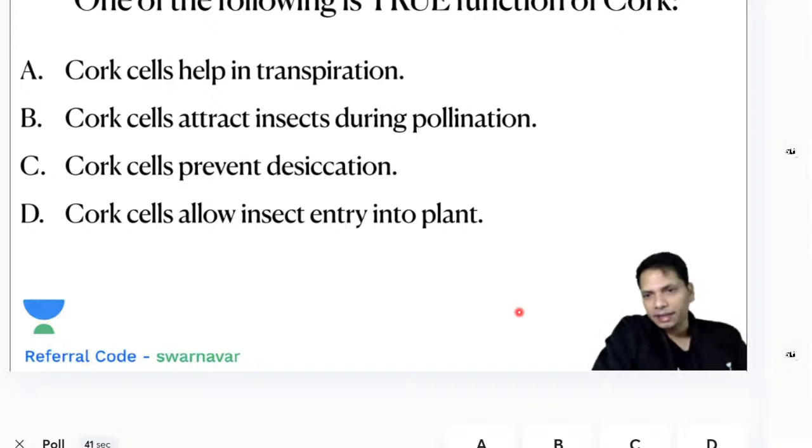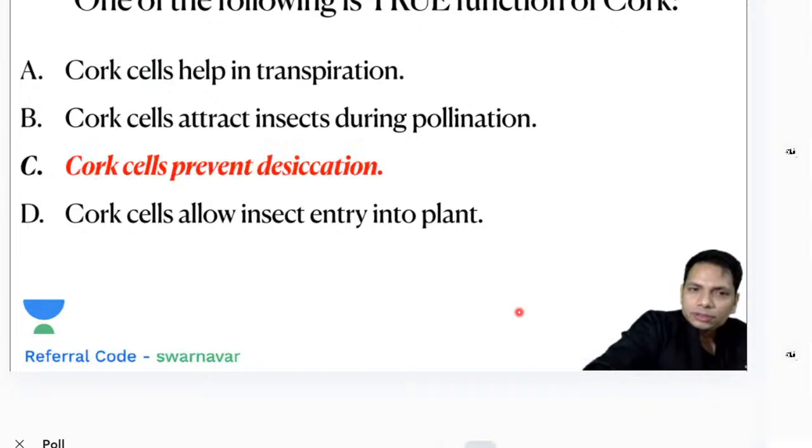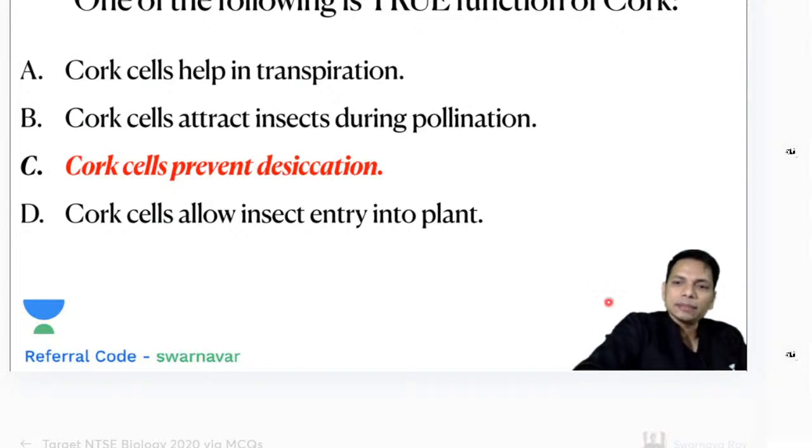इसमें कौन सा, Jay is right. Very good. One of the following is a true function of cork. Cork कहाँ पे होता है? First you have to know, students, कि where does cork is formed. So Jay is right about this. Okay, so C is the answer. Cork cells prevent desiccation. Desiccation का मतलब water loss.